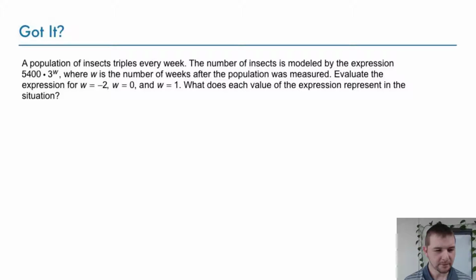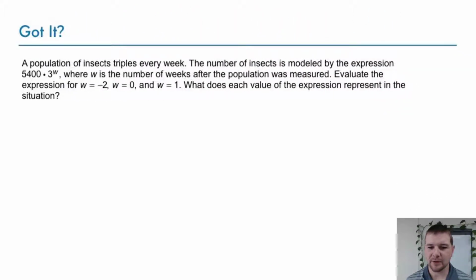Your turn. A population of insects triples every week. The number of insects is modeled by the expression 5,400 times 3 to the w power, where w is the number of weeks after the population was measured. Evaluate the expression for w equals -2, w equals 0, and w equals 1. What does each value of the expression represent in the situation? Where w is the number of weeks after the population was measured.